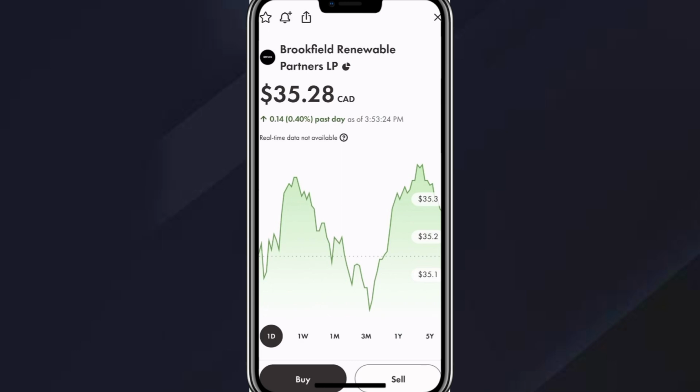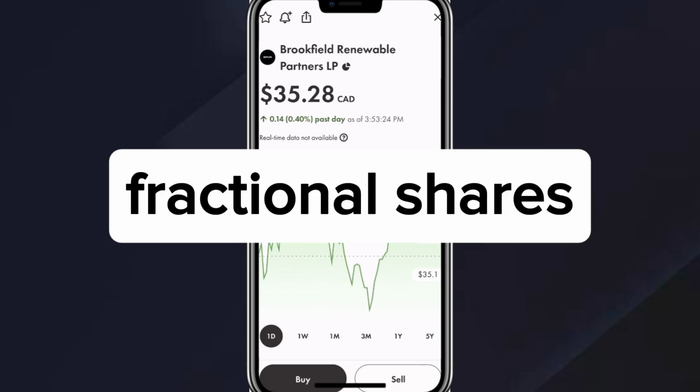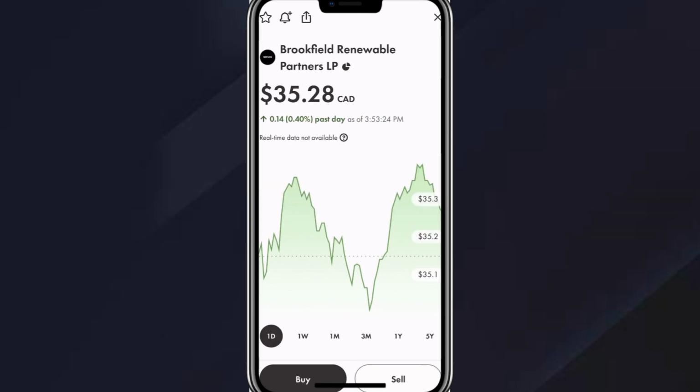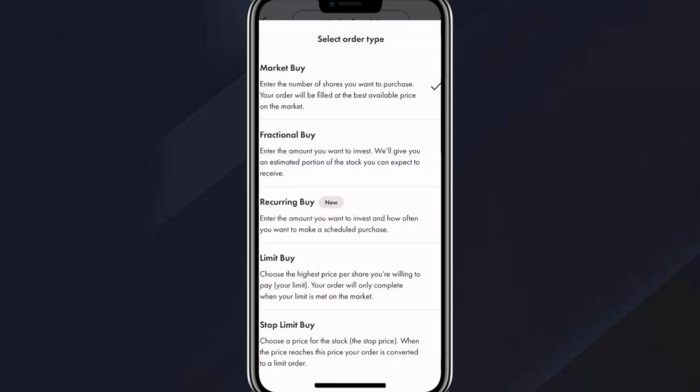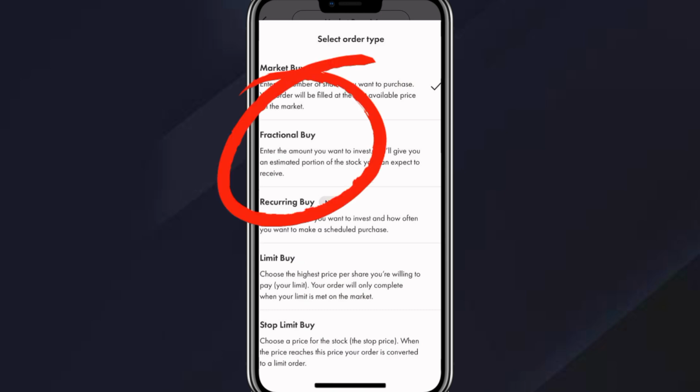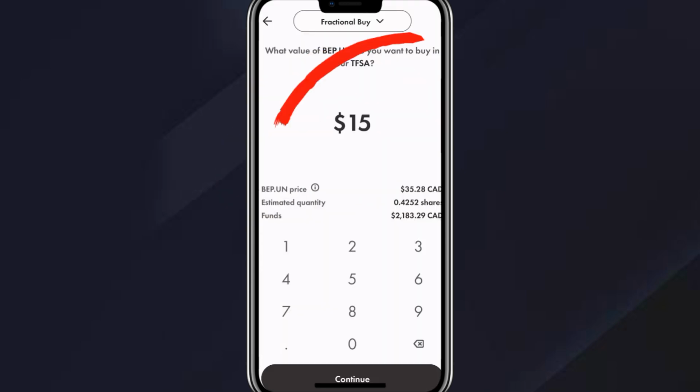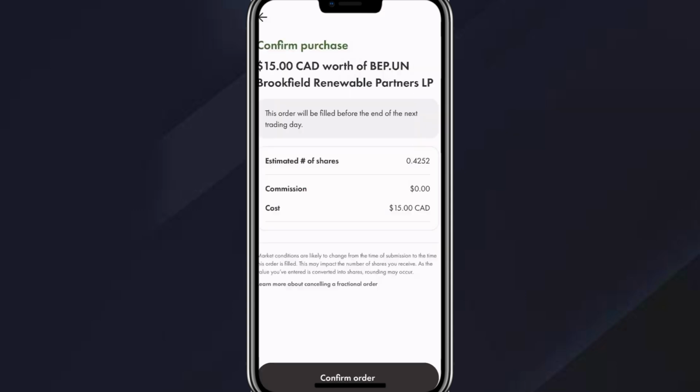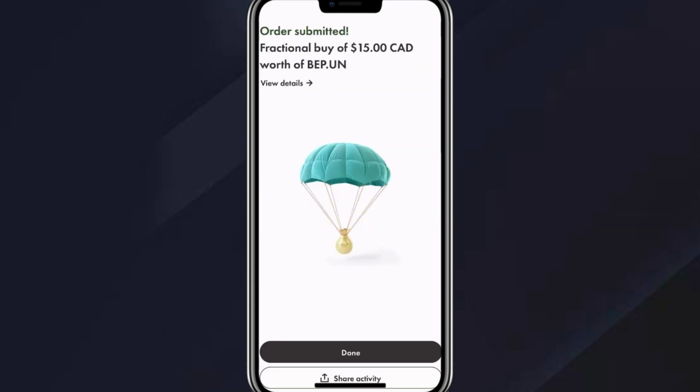In this case, Brookfield. Make sure it allows fractional shares, because that's what lets you reinvest exact amounts instead of buying whole shares. Now, instead of doing a market buy, switch to a fractional buy. Enter the exact dividend amount you receive, in my case $15, and hit buy. And just like that, your dividends are reinvested.